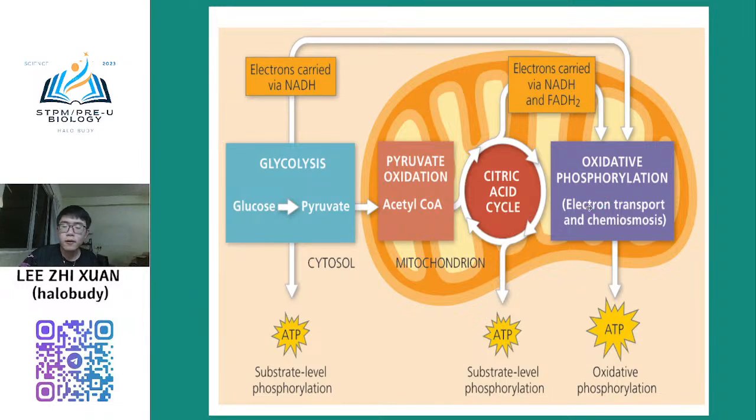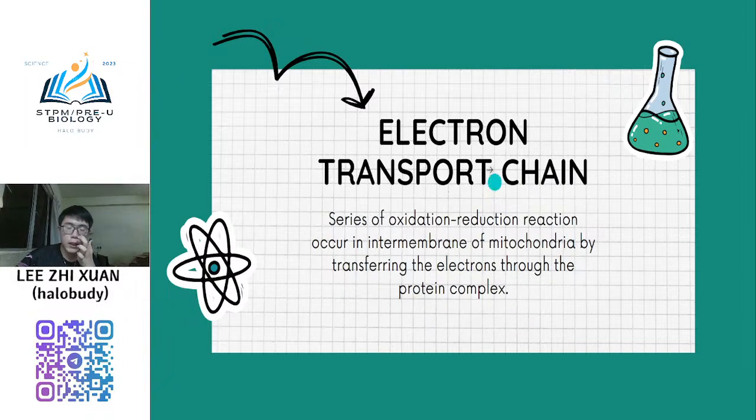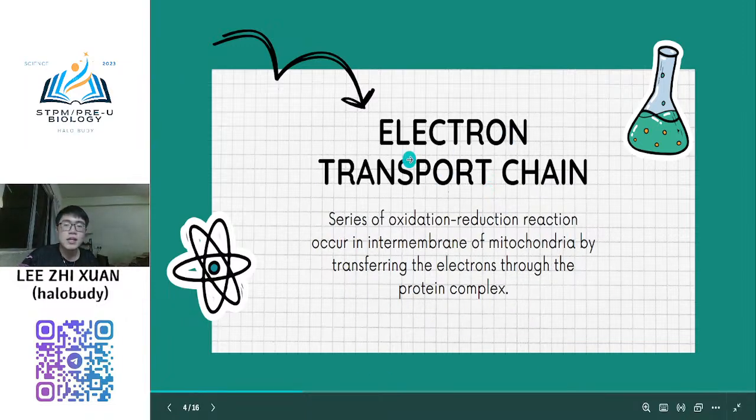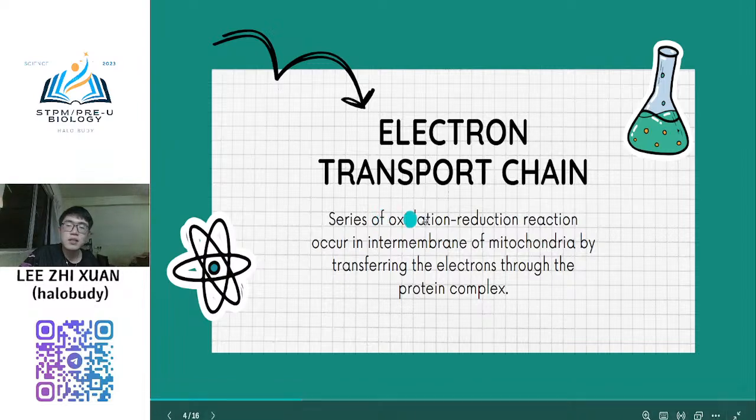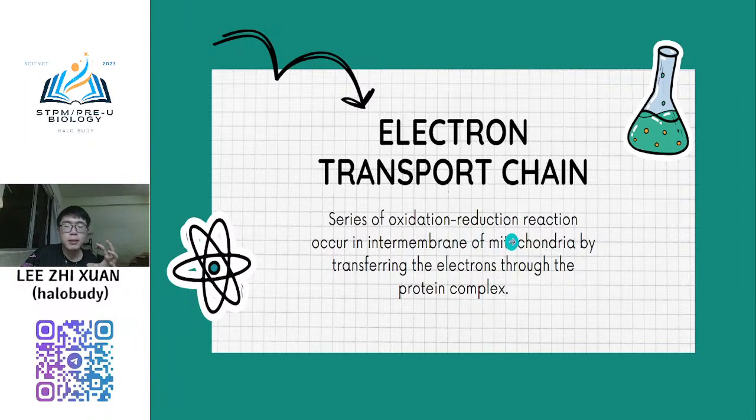So the definition of electron transport chain is that it is the series of oxidation and reduction reactions occurring in the intermembrane of mitochondria by transferring the electron through the protein complex. Memang dekat intermembrane punya mitochondria dia ada banyak protein. So there are 4 protein complexes, right? Later we will see it. There are a total of 4 protein complexes, and then it will release the electron.